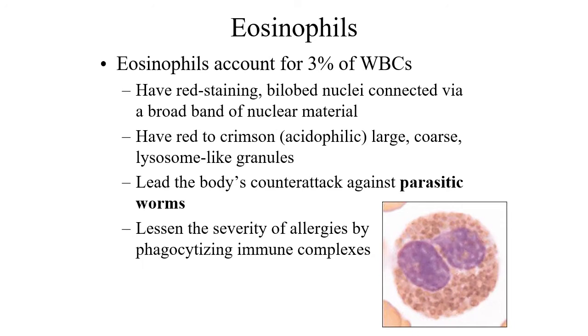Next up, we have eosinophils. Eosinophils are one of the lower numbers in terms of the overall numbers of white blood cells, neutrophils being the greatest.